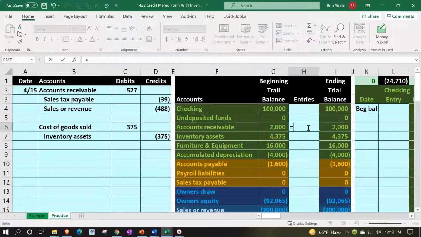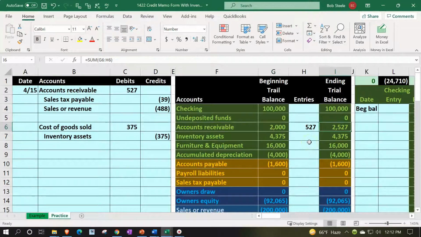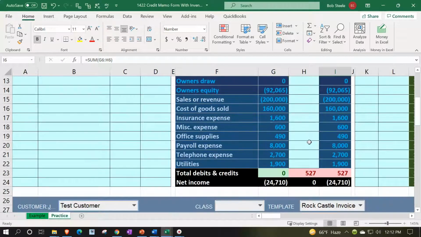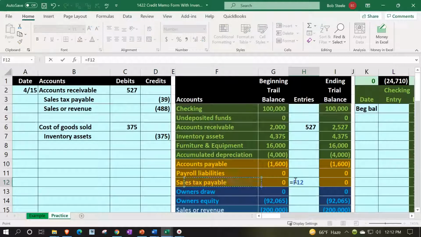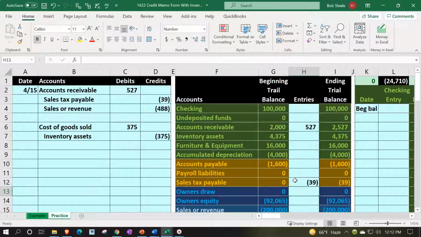And the accounts receivable equals that 527, bringing it up from 2,000 up by the 527 to the 2527, out of balance on down below. Next, the sales tax going up by 39. Here's the sales tax payable. We're in cell H12. This equals then pointing to that 39, bringing the sales tax up to 39.